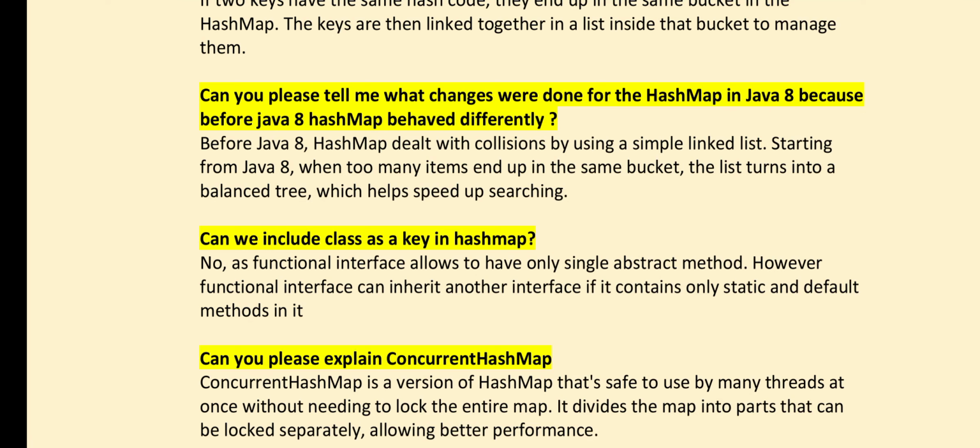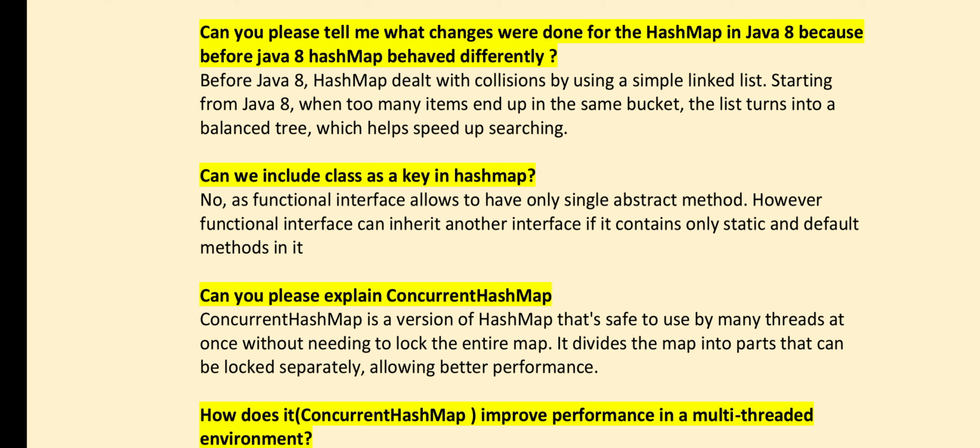Can we include a class as a key in HashMap? No. A functional interface allows only one single abstract method. However, a functional interface can inherit another interface. It contains only static and default methods.